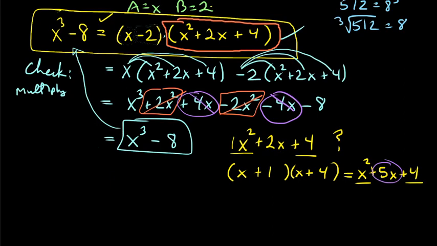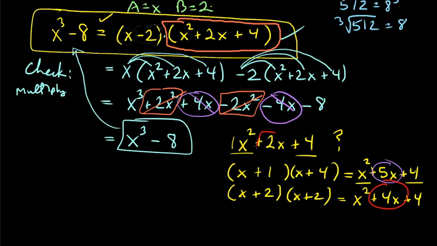Okay. Well, there's one other way to do this. 4 is also 2 times 2. So I can do x plus 2 times x plus 2. Right? In fact, that's a perfect square. You get x squared plus 4x plus 4. But again, we have the same issue. The 4x does not match the 2x here. Right. And I think those are the only two possibilities here. Since we've exhausted all the possibilities, we know that this is prime. We cannot factor it any further.